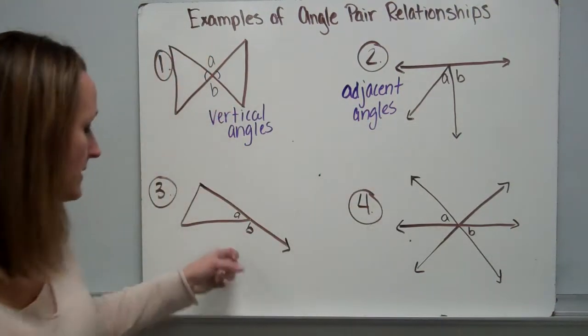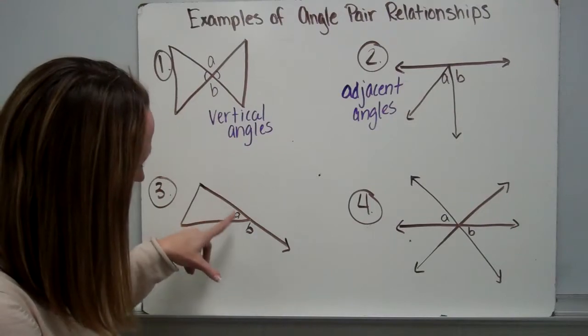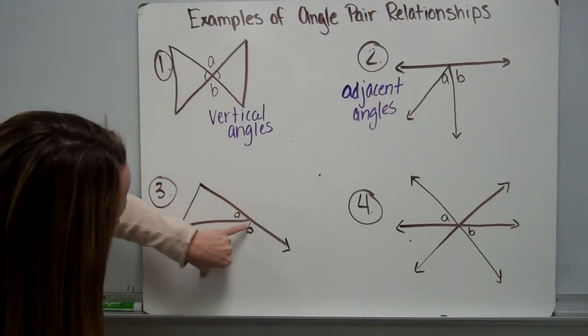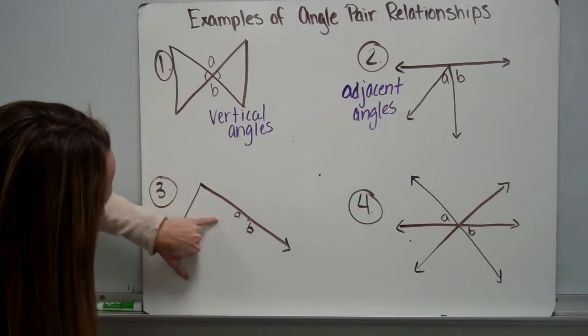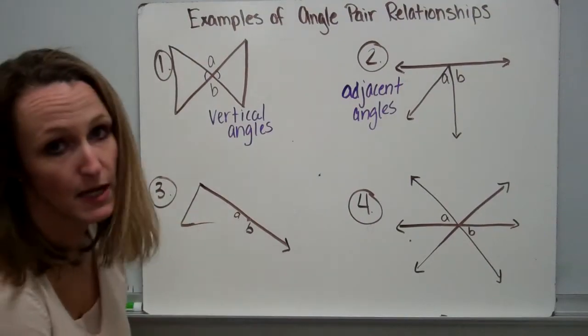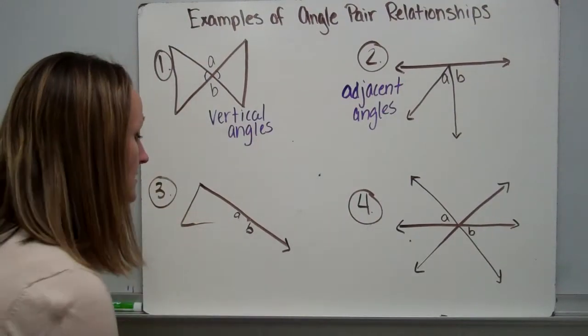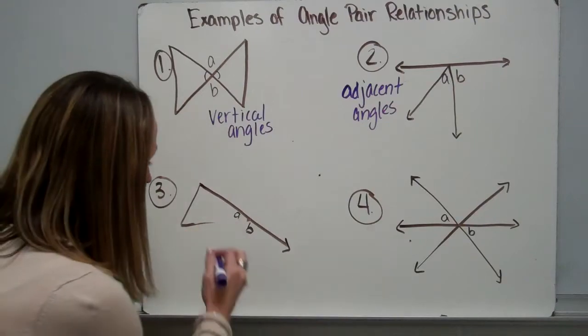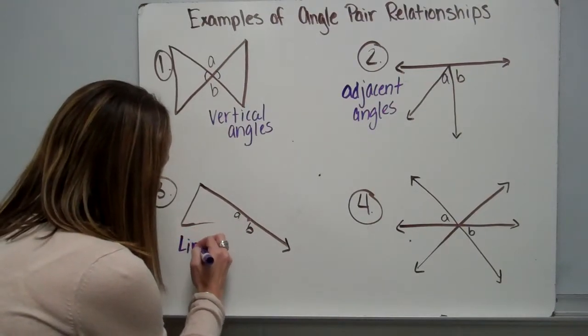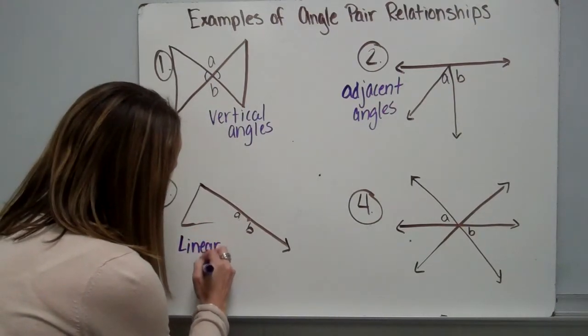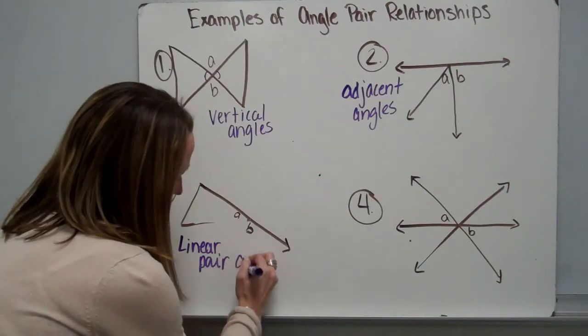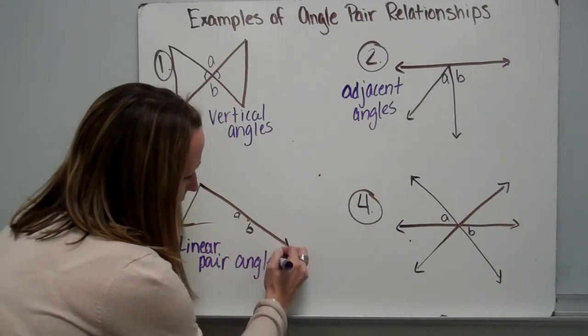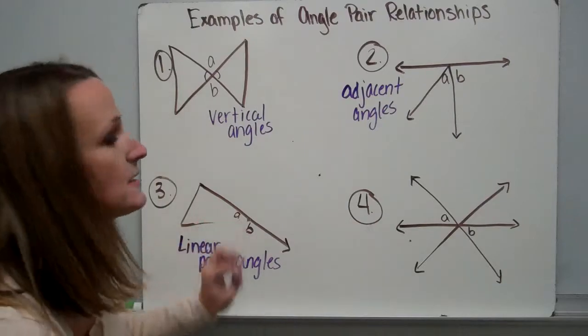Okay, we come down here. Again, A and B. We can see that if I pulled this piece out, what do A and B do? Well, they form a straight line. So we know two things, that they're supplementary, we know that they're adjacent. So we're going to call these linear pair angles. We could say they are supplementary angles, but we usually say that for when we actually see numbers.